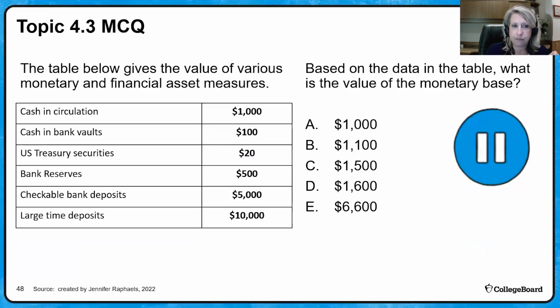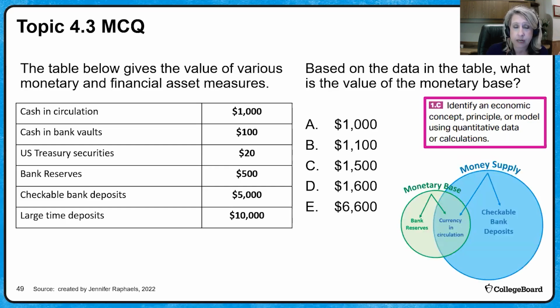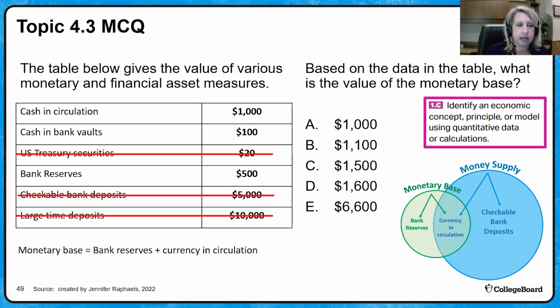So here's a typical type of question. We've got some different monetary and financial assets in the table, and we're asked to determine the value of the monetary base. So we bring up this graphic organizer. It'll help us remember the monetary base is equal to bank reserves plus currency in circulation. So we can immediately cross out treasury securities, checkable bank deposits, and large time deposits.